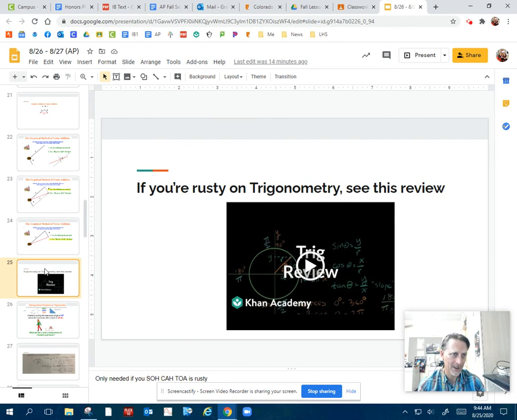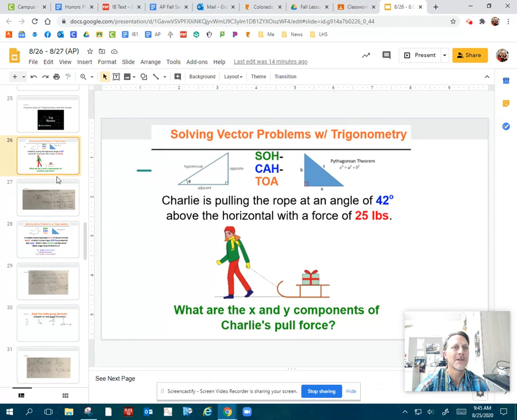All right, now we're going to deal with vectors mathematically through right angle trig. If you're a little rusty on right angle trig, your SOHCAHTOA rules, there's a trig review that I put in here. This is only if you need it. But if you're rusty on that, go ahead and watch this Khan Academy trig review just to remember your SOHCAHTOA rules. And here's a couple problems you can practice on, and there are vector practice problems at the end of this lesson.